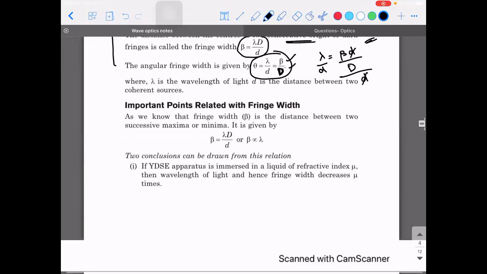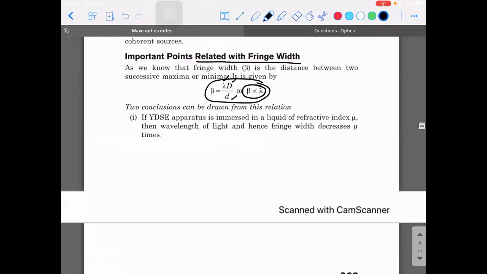Right. So what are all the important points related to fringe width? Fringe width beta is equal to lambda into capital D by d. Beta depends on 3 parameters. What are they? Wavelength, the distance between the slit and the screen, and the distance between the slits. So beta is directly proportional to lambda. Two conclusions can be drawn. If the YDSE apparatus is immersed in a liquid of refractive index mu, then the wavelength of the light, and hence the fringe width, decreases by mu times.